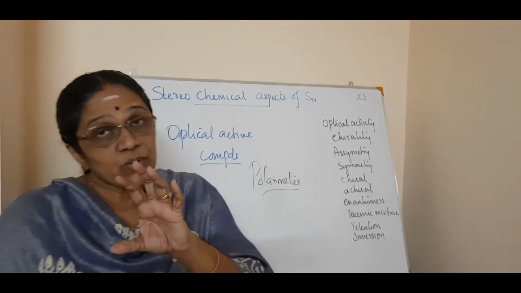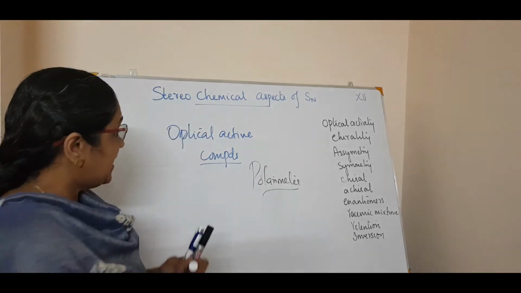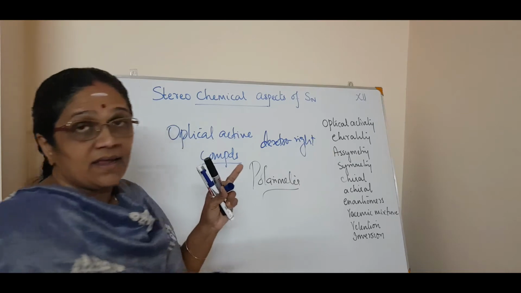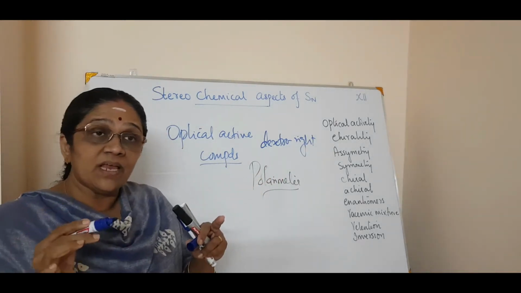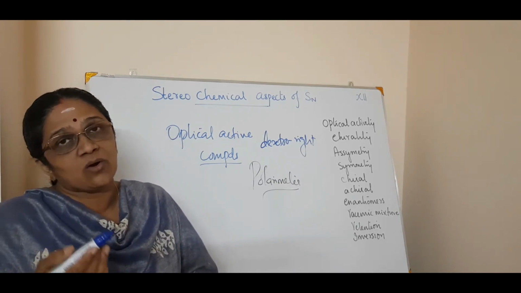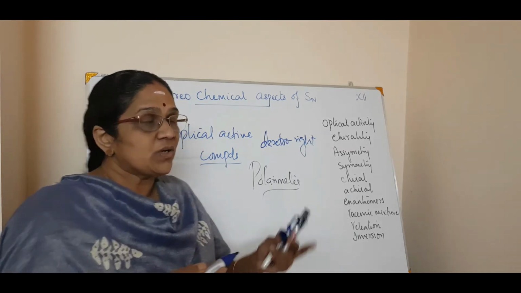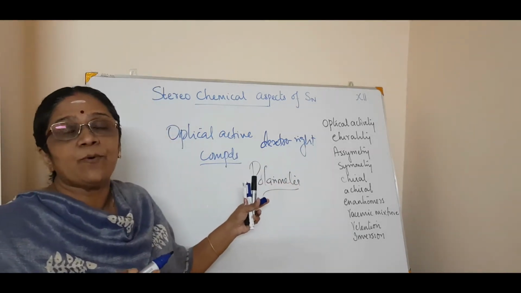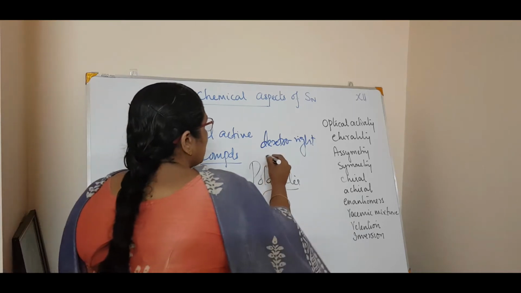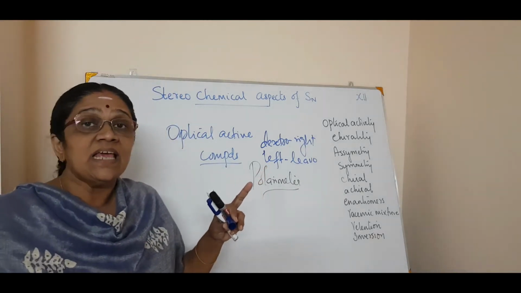Now, a compound which rotates the plane polarized light towards the right is called dextrorotatory. Dextro means right. And the compounds which rotate the PPL towards the left, or in the opposite direction. If we say clockwise is dextro, then for anti-clockwise, it is called levo. So here we will say the compounds which rotate the plane polarized light towards the right are called dextro, and towards the left are called levo. So now you know what is dextrorotatory and levorotatory.